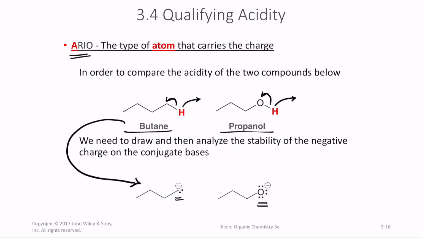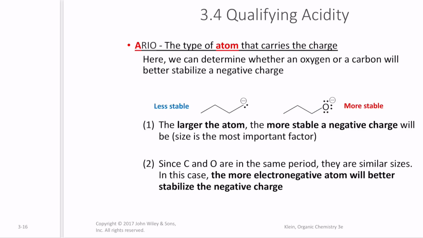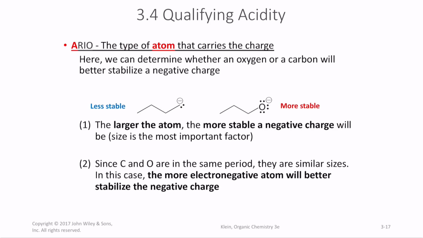So the first thing is we need to draw the conjugate bases. Once we draw the conjugate bases, the next step is to determine which atom carries the negative charge. The first rule to remember is: the larger the atom, the more stable the negative charge. Here between these two compounds, it's carbon that's handling the negative charge and here it's oxygen. Oxygen is larger, which means that it's generally going to be more stable.